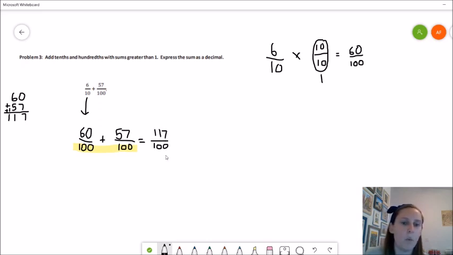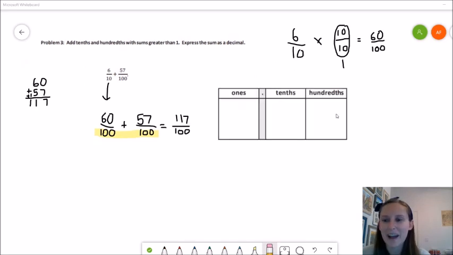117. So now I have 117 hundredths. I have found my sum, but now I want to rewrite it as a decimal because the directions say to express the sum as a decimal. I probably need a place value chart to do that. All right, I've got my place value chart, but now I need to figure out how many ones, how many tenths, and how many hundredths I have. So I am going to use a number bond to figure that out.